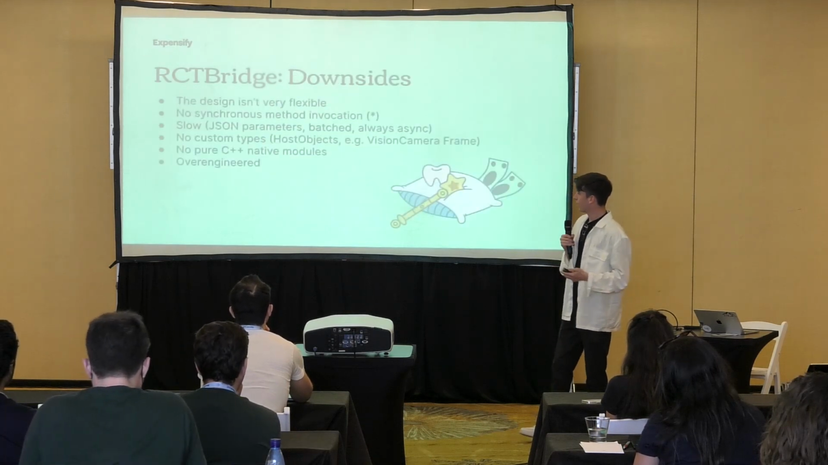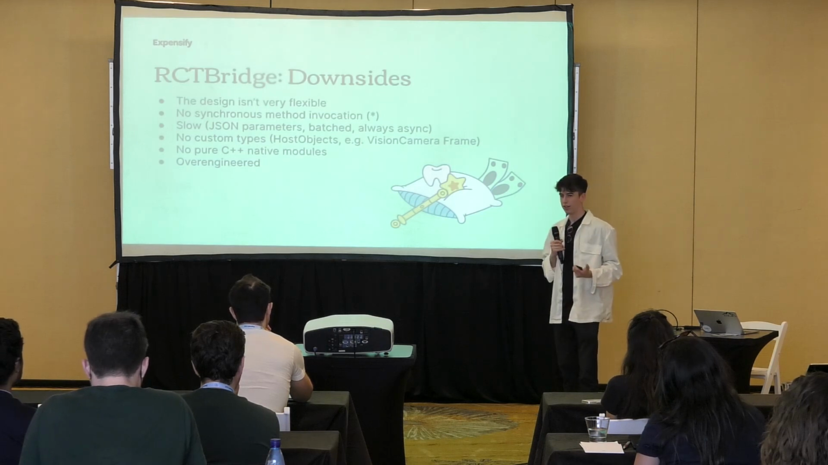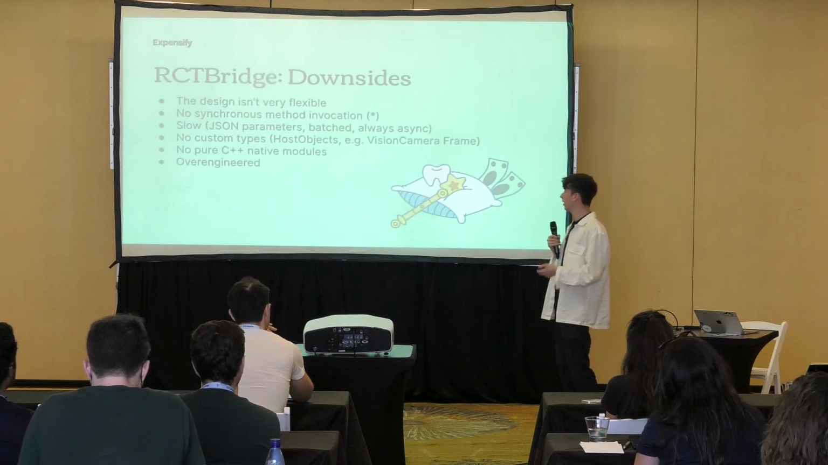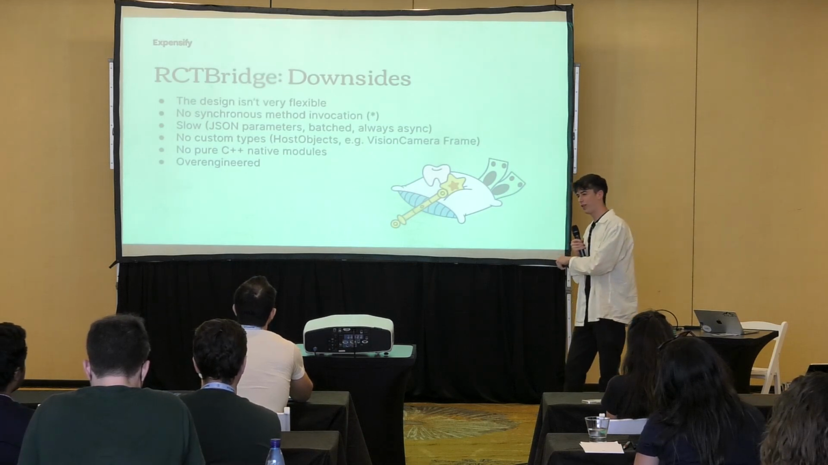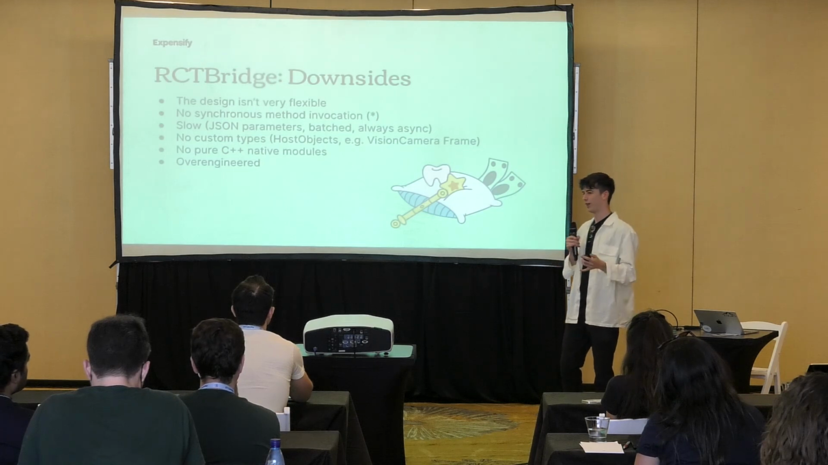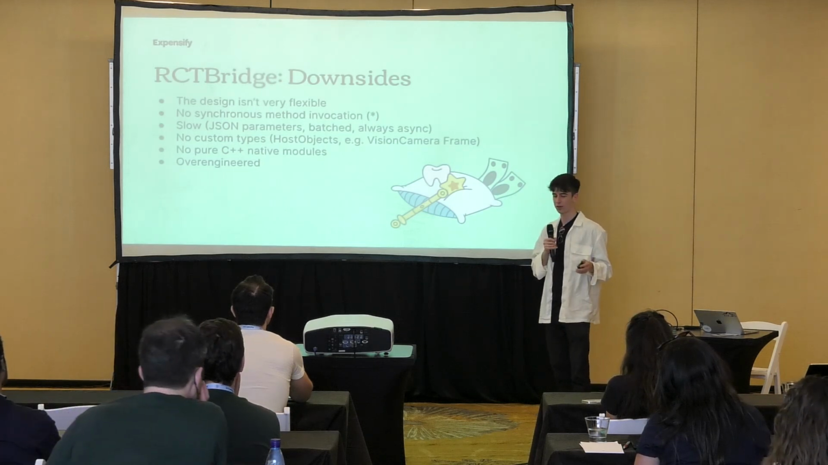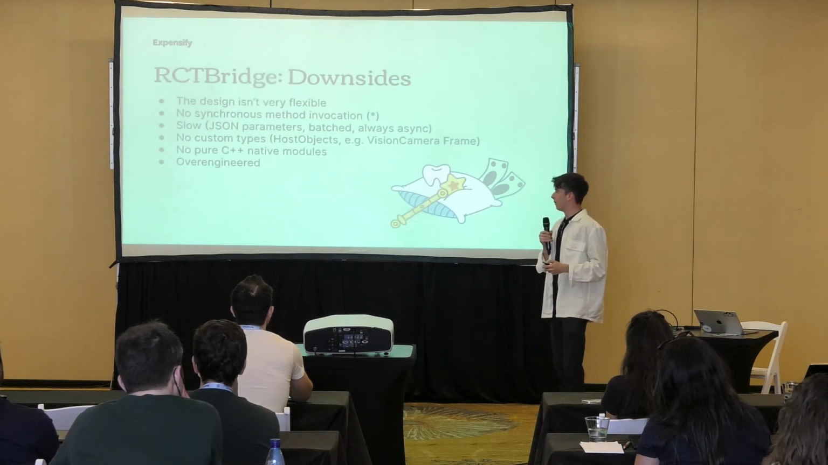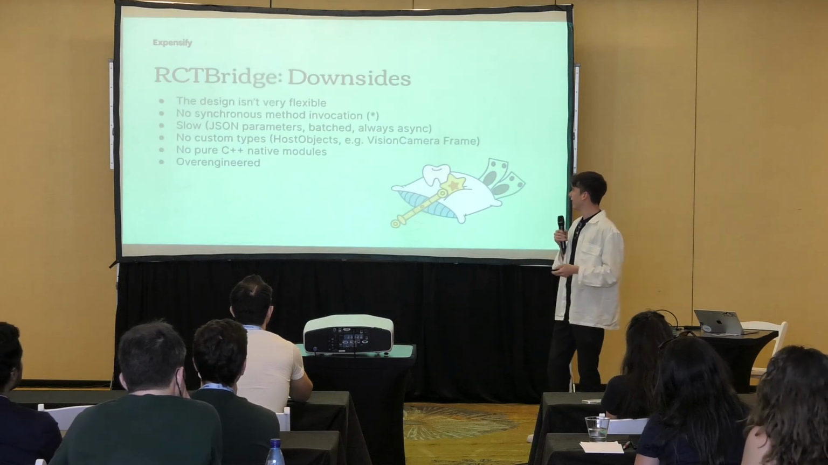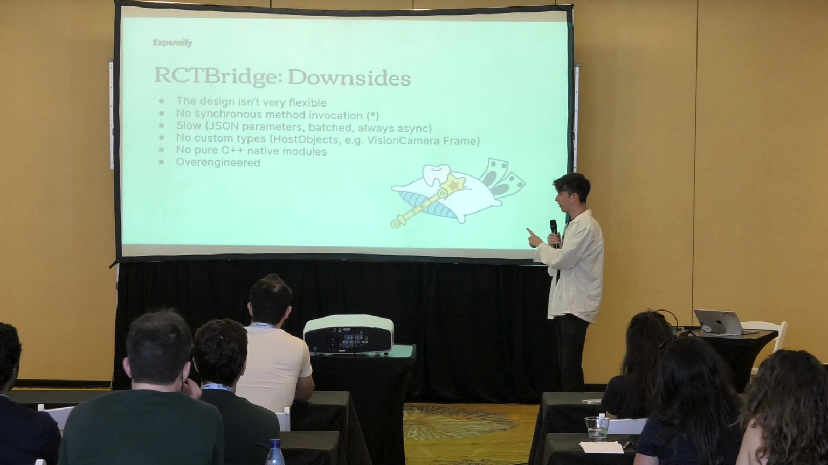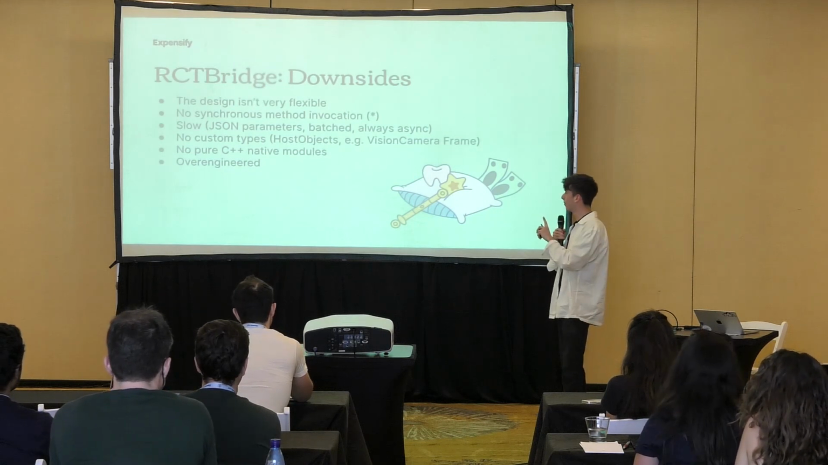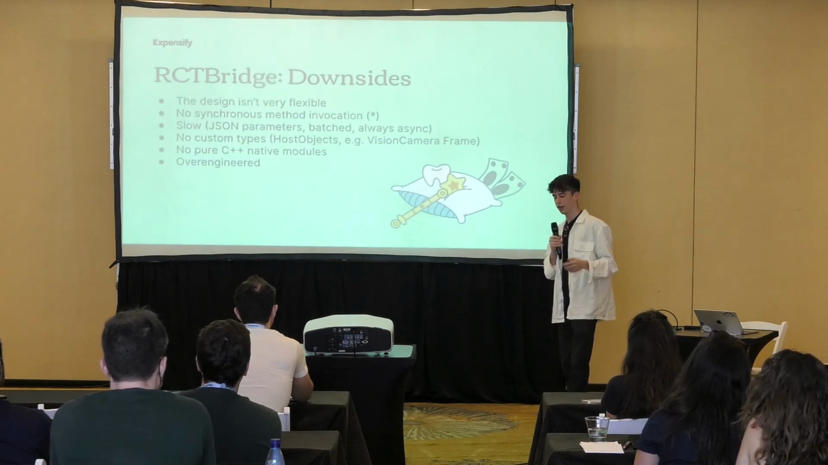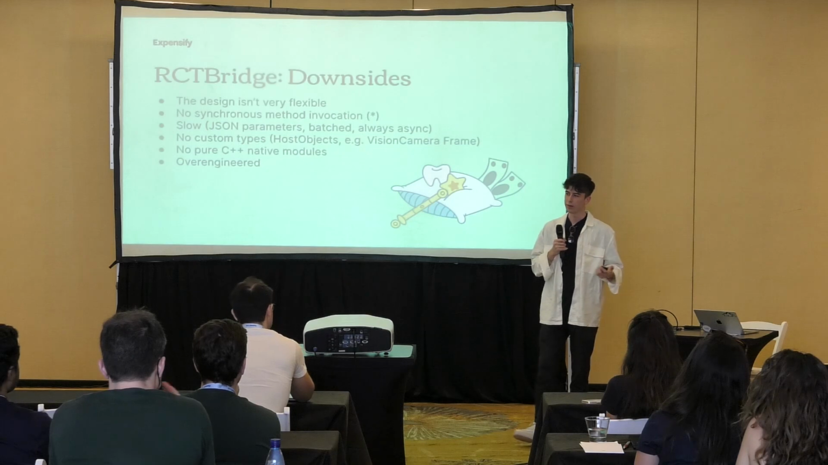What are the downsides of the bridge? The design isn't very flexible, meaning you can't, as an example, pass any arbitrary types, so only serializable values. You have no real synchronous method invocation, except for one, I guess, special export. So the bridge has this thing called RCT_EXPORT_BLOCKING_SYNCHRONOUS_METHOD or something like that. But we don't talk about that stuff. That's a bit weird. It is slow, and slow is obviously relative here, because everything is passed through JSON instead of direct references. It is batched and always asynchronous, meaning that you don't have real-time native method calls.